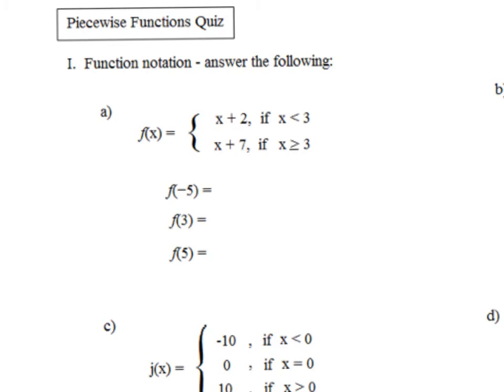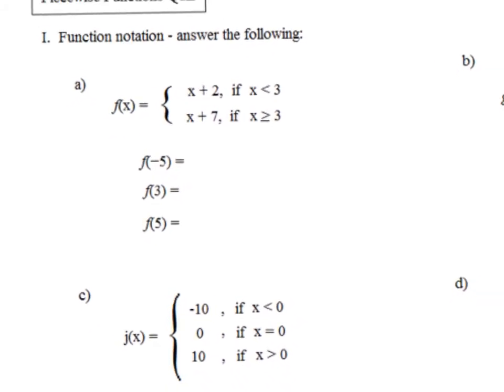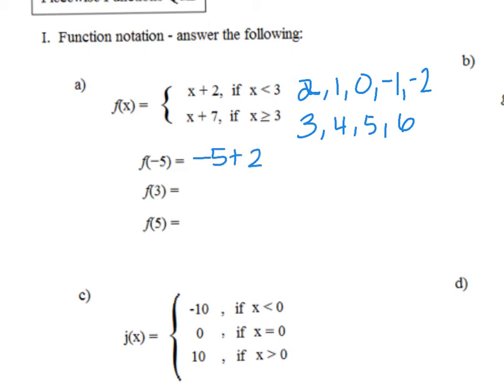So on number 1 here, I have numbers that start with 3 and go lower than 3. But 3 is not part of it. So numbers that are lower than 3 are 2, 1, 0, -1, -2, and so on. And numbers that are 3 or bigger are 3, 4, 5, and 6, for example. So -5 is going to be in this section here. So I'm going to plug it into that part. So -5 plus 2. So you can see here that I put the -5 here in place of the x. And -5 plus 2 is -3, and that's my first answer.